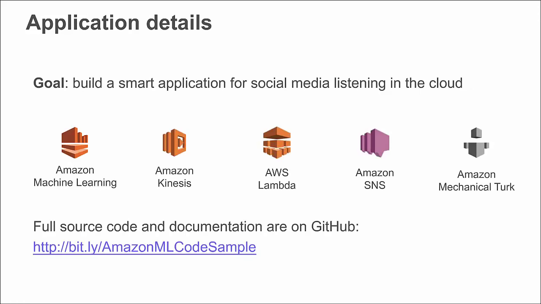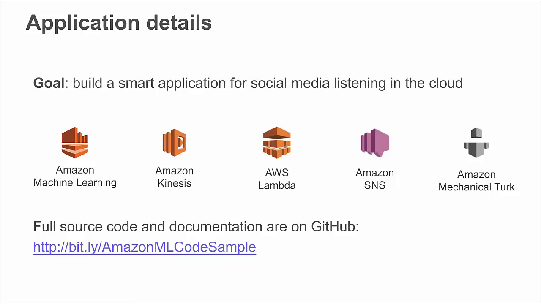To start off, I want to show you our goal for the session, and that is to build a smart application, again, for listening to social media streams. And we'll use several AWS services together to accomplish this. We'll, of course, use Amazon Machine Learning to create predictive models that can inspect a social media event coming in and decide whether it's actionable or not.